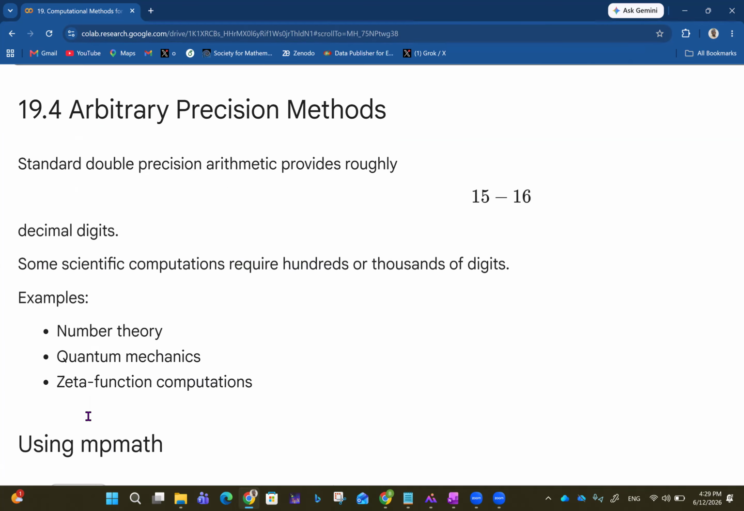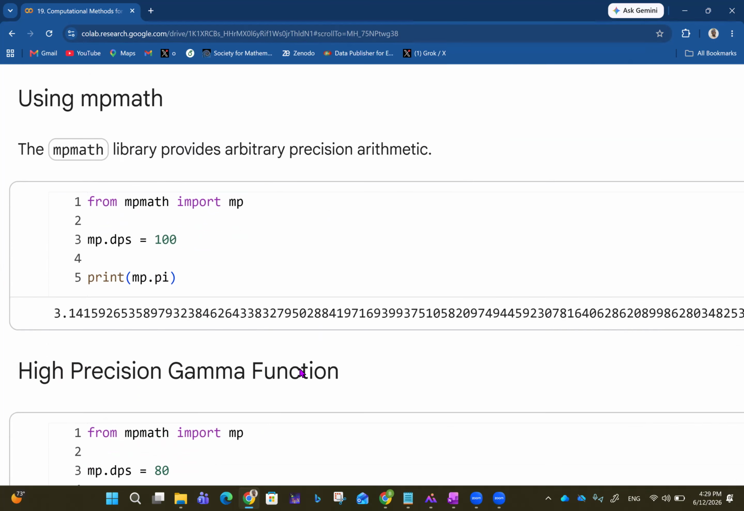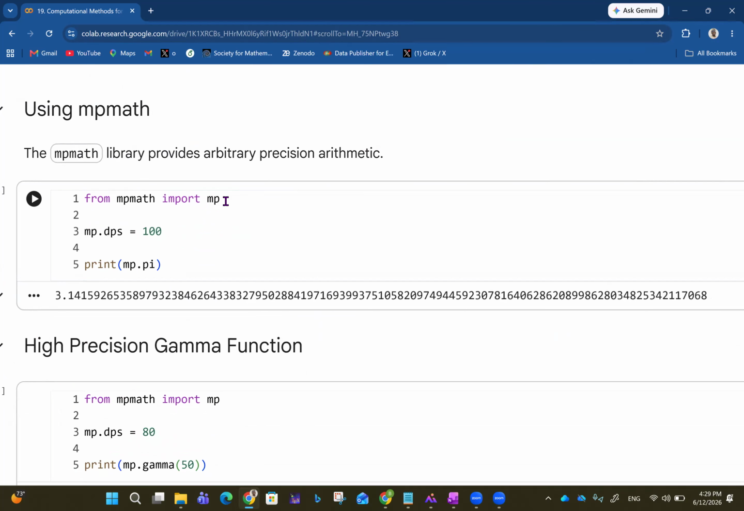Then we have arbitrary precision methods. Standard double precision arithmetic provides roughly 15 to 16 decimal digits. Some scientific computations require hundreds or thousands of digits. Examples are number theory, quantum mechanics, zeta function computations, like that. Then using mpmath, the mpmath library provides arbitrary precision arithmetic. So look at this. From mpmath, you import mp. So mp.dps is now 100, like 100 decimal places for pi. So that's 3.141592 and so on and so forth. It just keeps going like that.